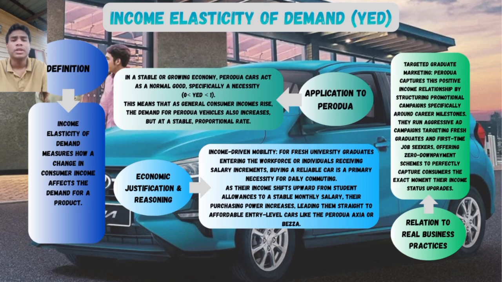Next, for the economic justification and reasoning, fresh university graduates and young workers usually require transportation for daily commuting. When they were students, they were mainly dependent on public transport, family vehicles, or motorcycles because of limited income. But once they start working and receive a stable monthly salary, their purchasing power increases significantly. As a result, owning a car becomes one of their first major financial goals.